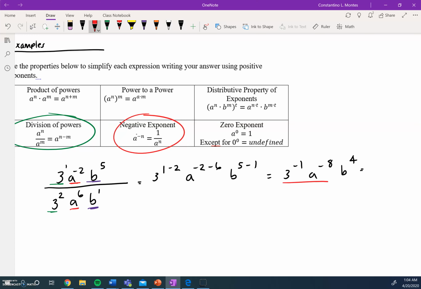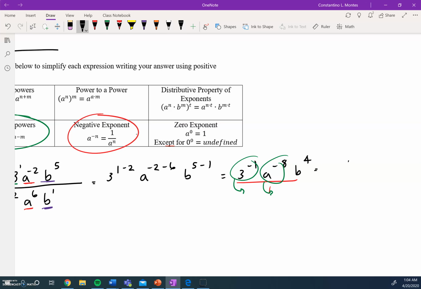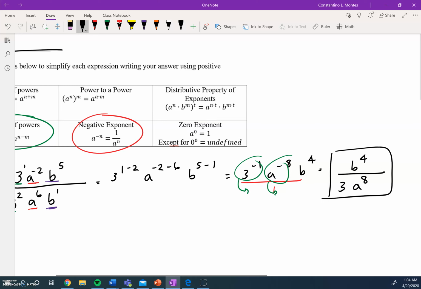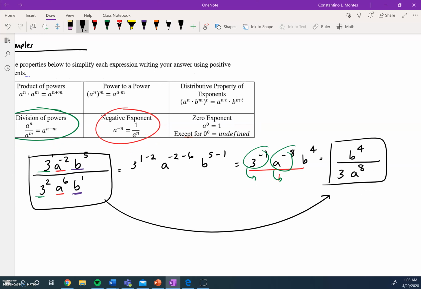So I'm going to think of this as being over 1. And anything that has a negative exponent, I'm either going to move up or down. In this case, negative exponent, move down. Negative exponent, move down and make it positive. So this is b to the 4th divided by 3 to the power of 1, or I can just leave it as 3, and then a to the power of +8. And I am done. So this thing right here turns into that thing.